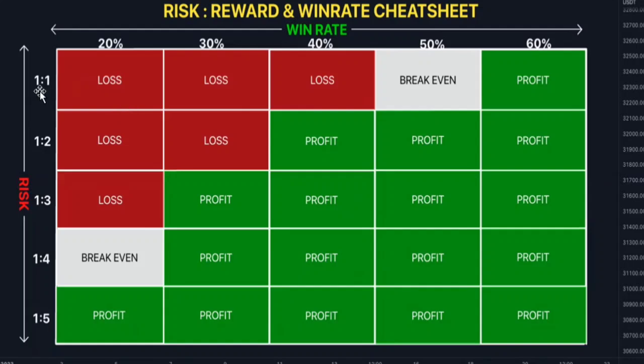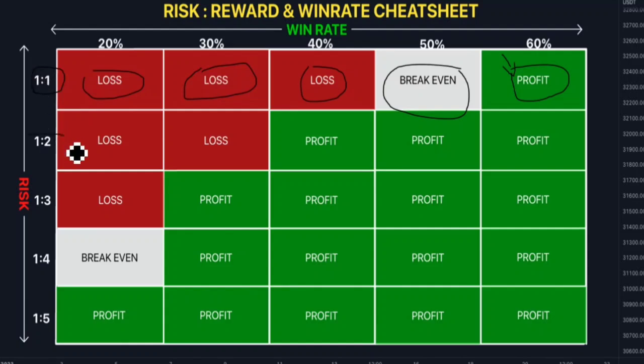So for this, if we are using a 1:1 risk to reward, it simply means that we need a 50% win rate in order to break even, and a 60% win rate in order for us to be in profit, right? Trading with a 1:1 risk to reward, if your win rate is 20% or 30% or 40%, that means you would not be profitable, right? Because of the risk to reward you're using.